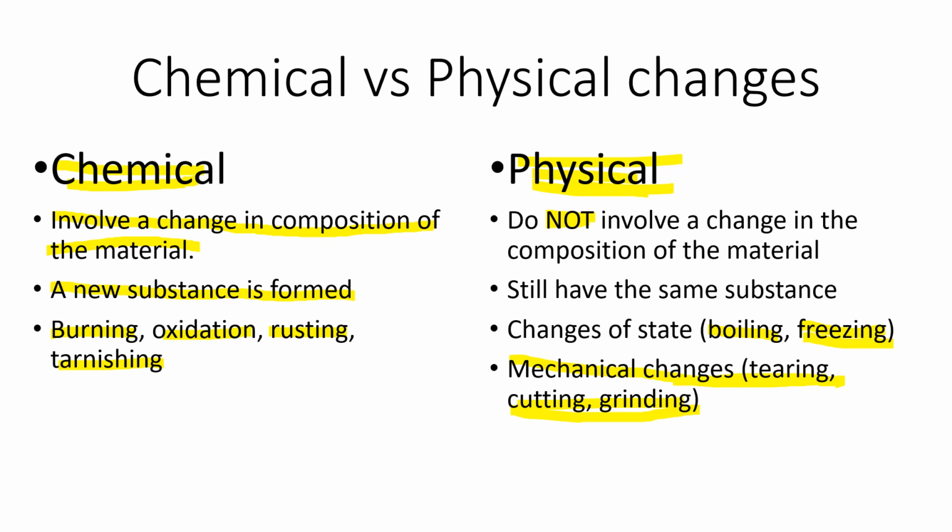So anytime you're trying to decide between chemical and physical changes, you just want to look at, was there a change in the composition of the material? If your answer is yes, there was a change in the composition of the material, you're looking at a chemical change. If there was not a change in the composition of the material, then you're just looking at a physical change.